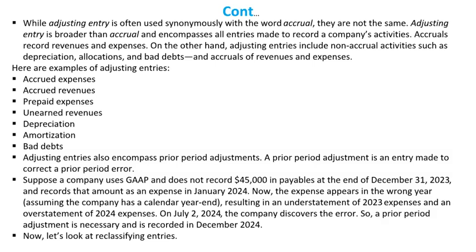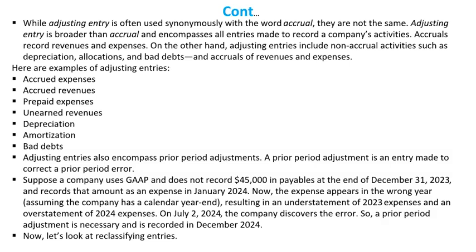Adjusting entries also encompass prior period adjustments. A prior period adjustment is an entry made to correct a prior period error. Suppose a company uses GAAP and does not record $45,000 in payables at the end of December 31, 2023, and records that amount as an expense in January 2024. Now, the expense appears in the wrong year, assuming the company has a calendar year end, resulting in an understatement of 2023 expenses and an overstatement of 2024 expenses.